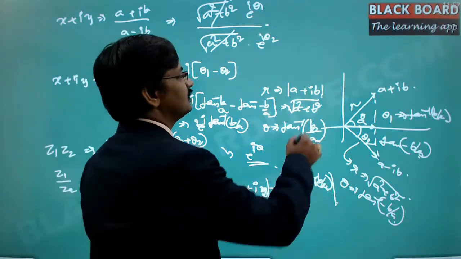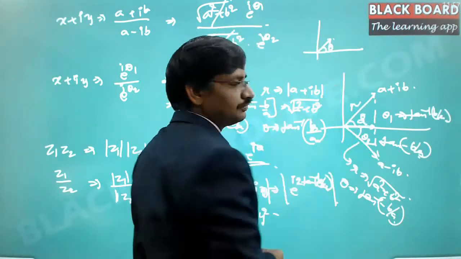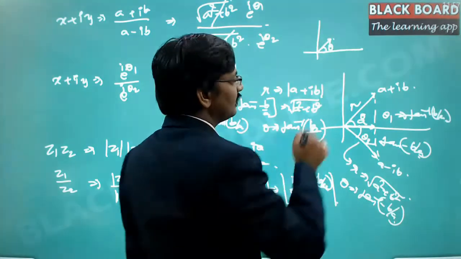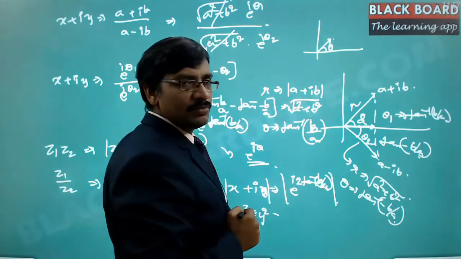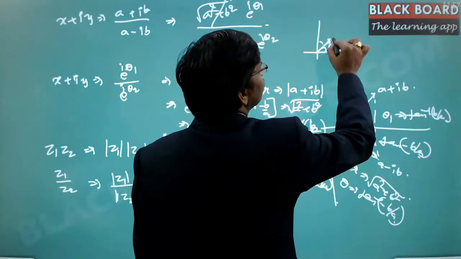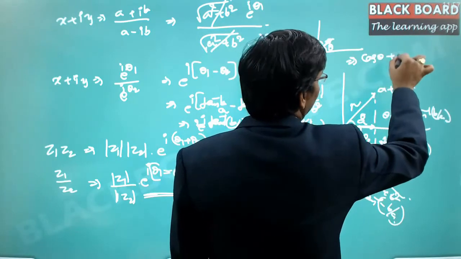Why? Because see, this angle is theta. And this value e power i theta is still a complex number with unit magnitude. This is 1. So, hence this complex number z is simply cos theta plus i sin theta.